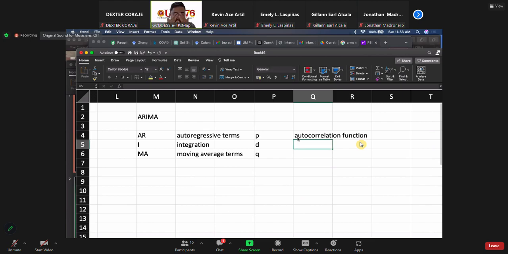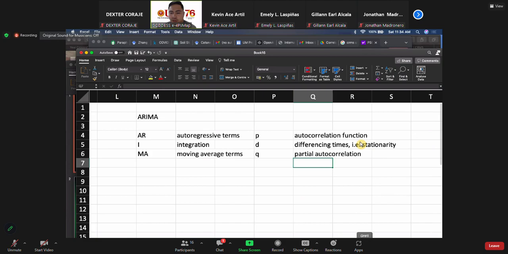Okay, I'll explain to you later what the autocorrelation function is. D is the number of times of differencing. That means how many times we make the time series stationary. And then moving average, MA, is partial autocorrelation. Okay, so those are the steps we will do for the ARIMA modeling in gretl.